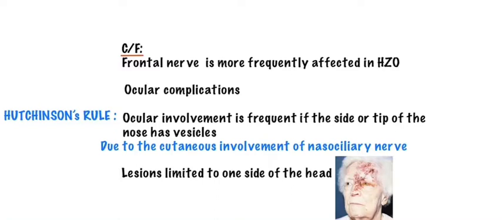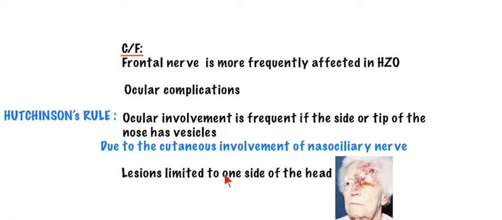You might know that the nasociliary nerve supplies the cutaneous part of the nose. So if there is involvement of the nose, or the tip or side of the nose, we know that the nasociliary nerve has a branch, the long ciliary nerve, which supplies the cornea. So if the virus has come down through the nasociliary nerve, it has also come through its branch, the long ciliary nerve. That's why there is ocular involvement, mostly affecting the cornea. That is Hutchinson's rule.